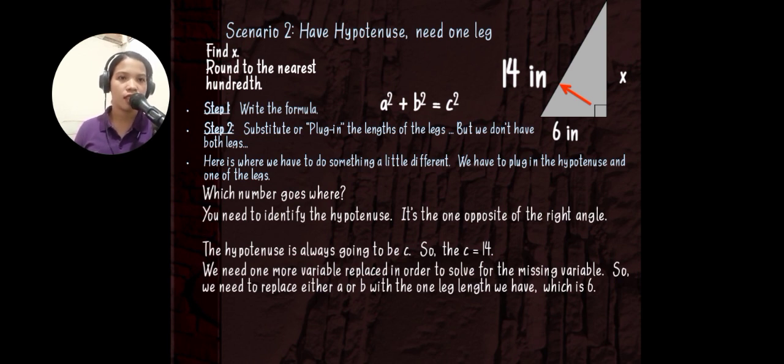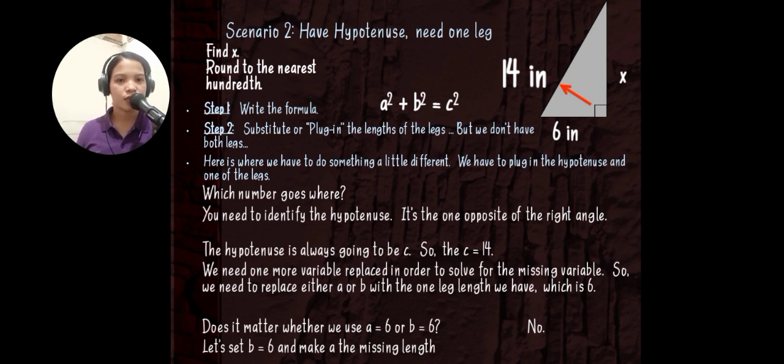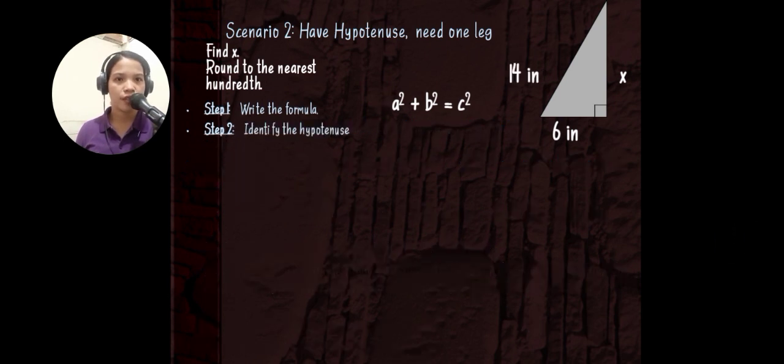So, as you can see, let's say for instance that A is x, B is 6, and C is 14, so that we can derive the answer easily. Does it matter whether we use A equals 6 or B equals 6? Alright, so no, it doesn't matter. Let's set side B equal to 6 and make A the missing length. So we need to find A.